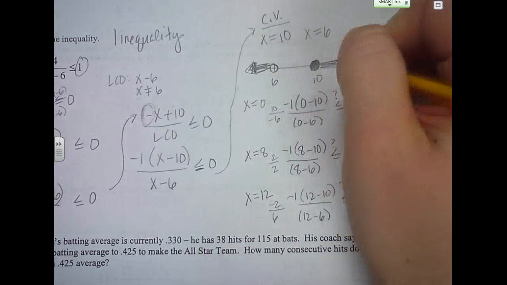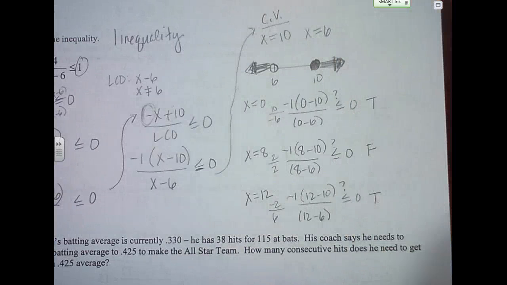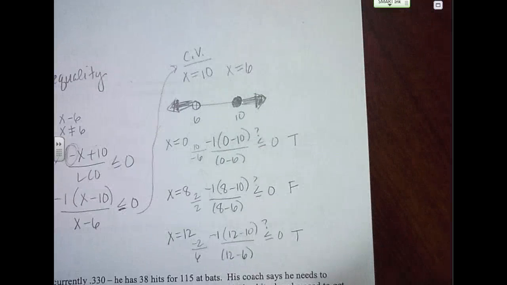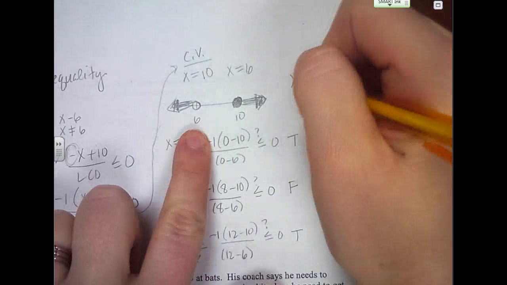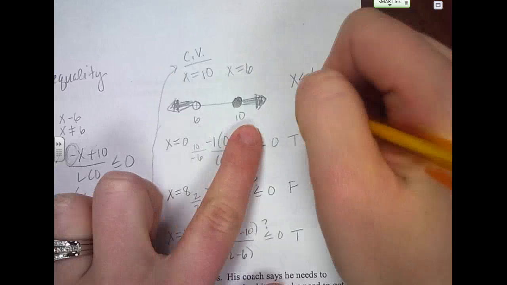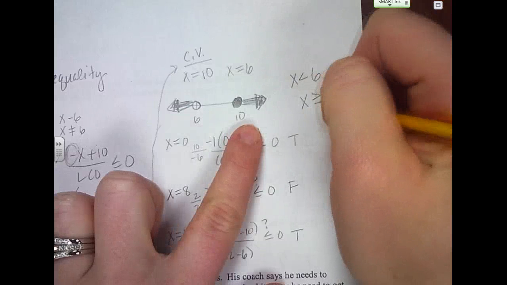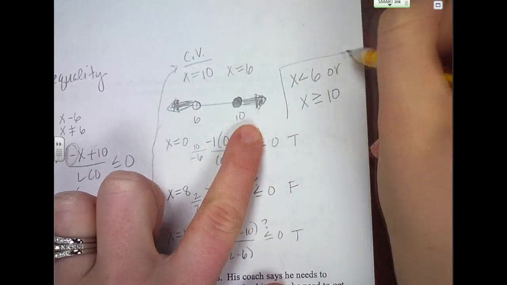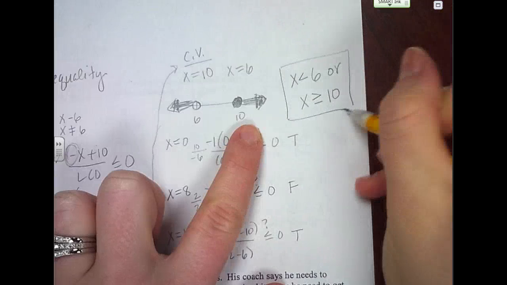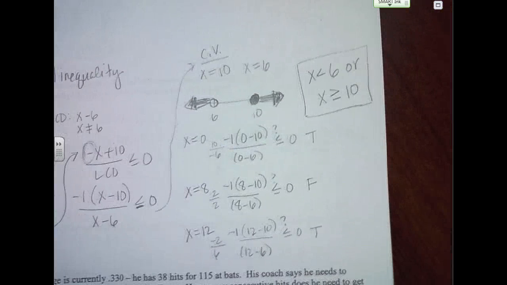So we can shade to the right. So then our answer here, we would say x is less than 6 or x is greater than or equal to 10. Okay, so there will be one inequality on the test.